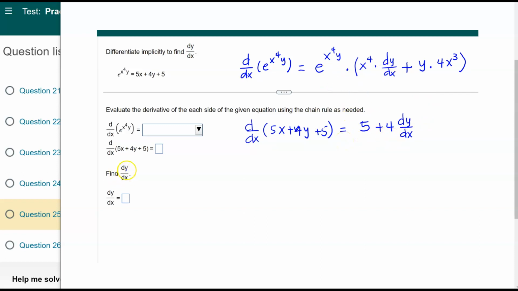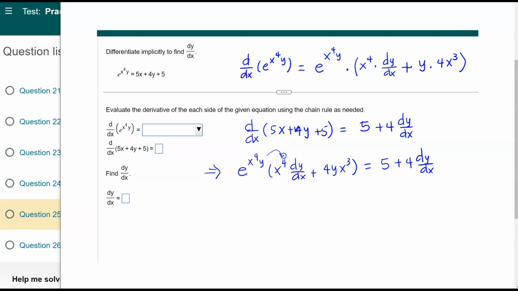So to find dy dx, you're going to equate those two. So you will have e to the x to the fourth y times x to the fourth dy dx plus 4yx cubed is equal to 5 plus 4 dy dx. Now we are going to isolate dy dx. How do you do that? You're going to group all those with dy dx.